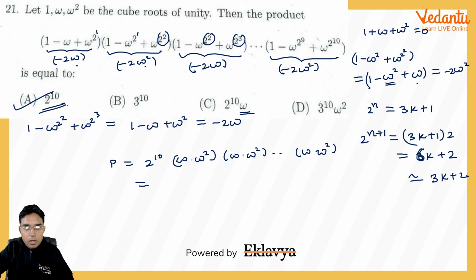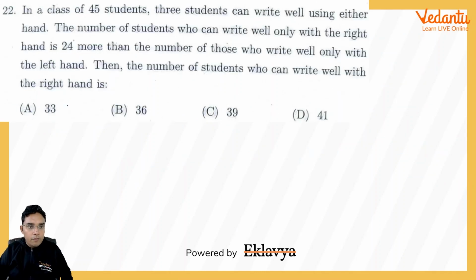Now coming to the next question, that is 22. We are given in a class of 45 students, 3 students can write well using either hand, so using left or right hand. The number of students who can write well only with the right hand is 24 more than the number of those who can write only with the left hand. The number of students who can write well with the right hand is.